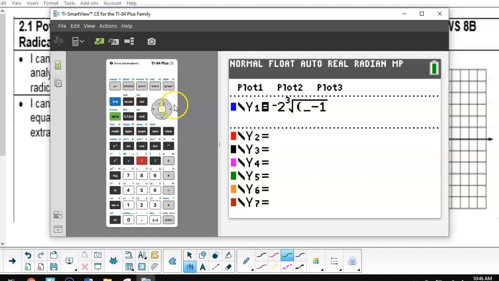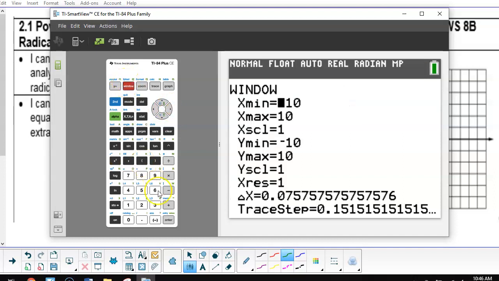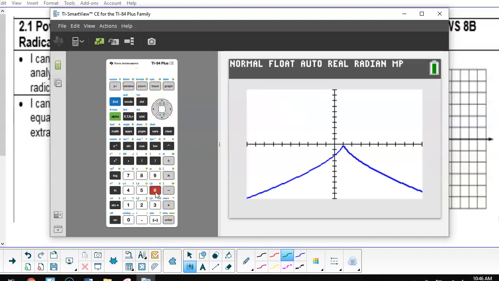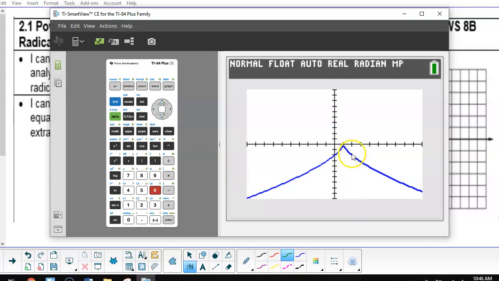X minus 1, close parentheses, squared, and that's under the radical, right? Okay. Everybody get it typed in correctly? So it's with a zoom 6, just kidding, zoom 6. It looks like this. Now, this is misleading. I need to tell you right now, it doesn't look like it touches my x-axis. I don't know about yours. Okay?